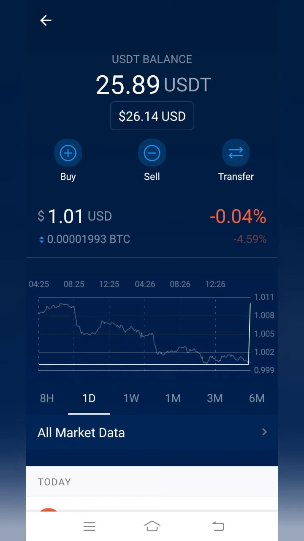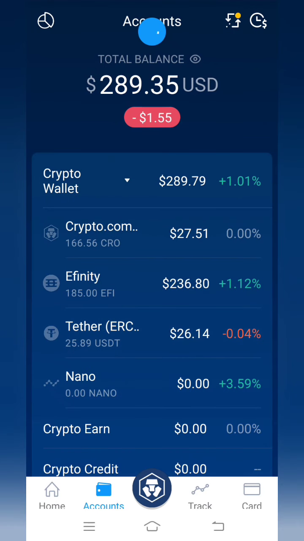Right now see here, it will be zero for this Hot coin, and 26.14 USD Tether has been credited. This is the way you can sell your coins, whatever coin you are holding in your crypto.com.